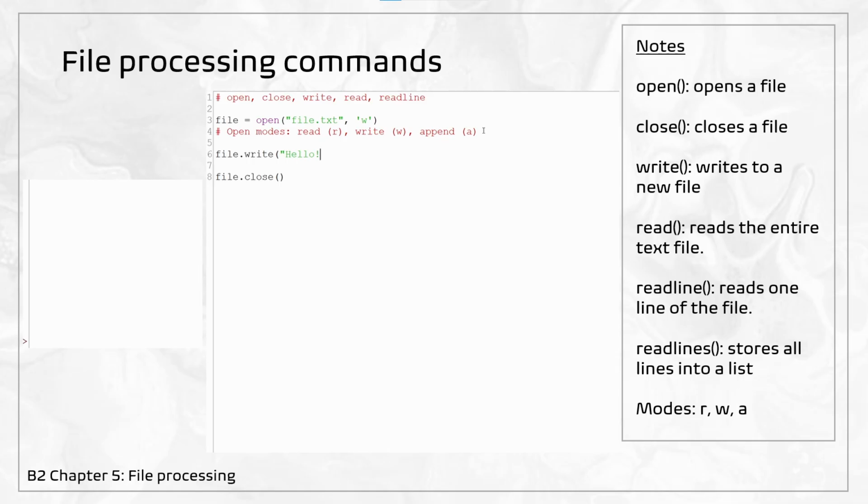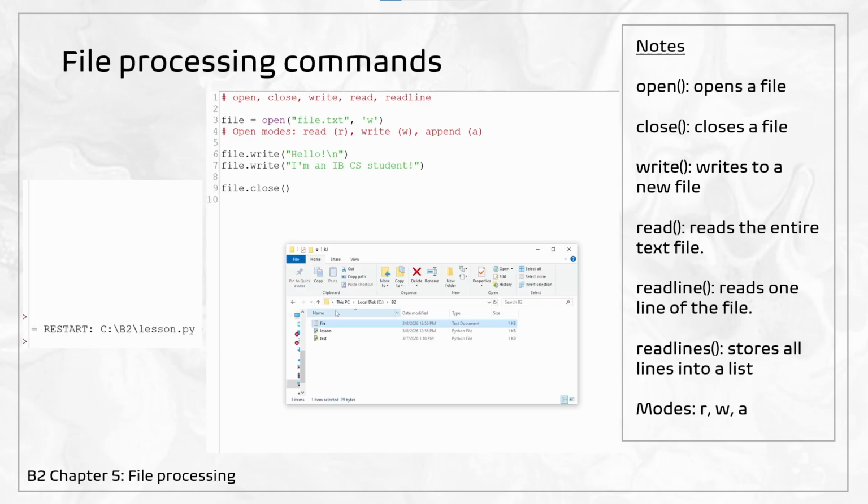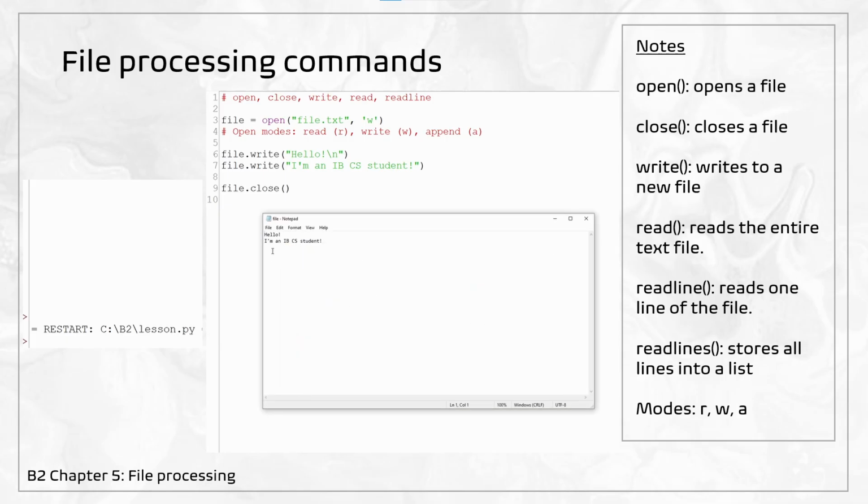And then we're going to add a backslash and an n. This just creates a new line inside of the text file. So now, that will create a hello, and then make a new line. And then again, we can write file.write, and here we can say, I'm an IBCS student. Now, if we run this, it won't print anything to the console, but you can see that there is a file written inside of our folder. And if we open it, we can see it prints out, hello, I'm an IBCS student.